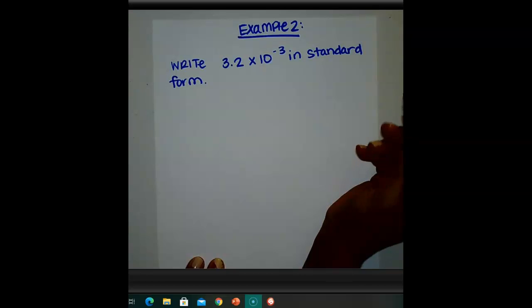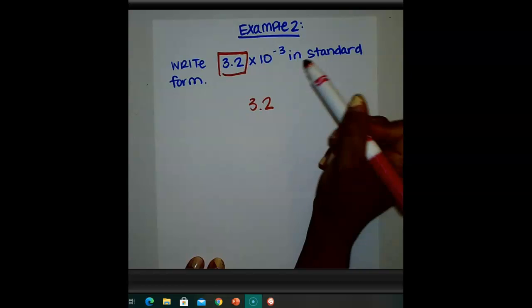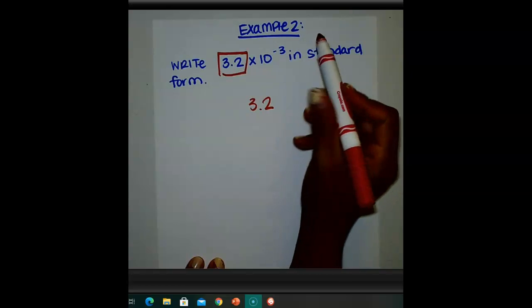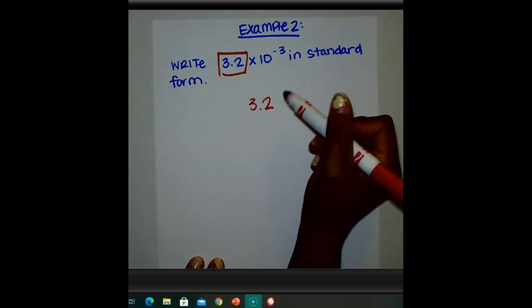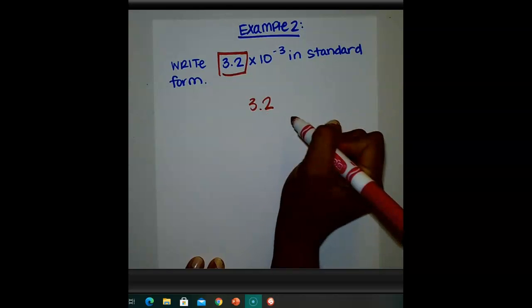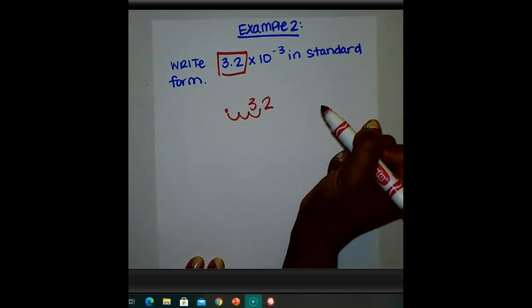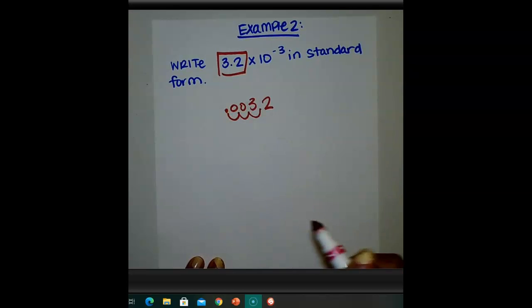Okay guys, example number 2, we have 3 2/10 times 10 to the -3, and we're going to write it in standard form. Again, we have our number, 3 2/10. Our exponent is -3. Again, the negative tells me it's going to be a small number. I'm going to move to the left. The 3 tells me I'm going to move 3 times. So I locate my decimal, 1, 2, 3, fill in my decimal, and fill in my zeros.